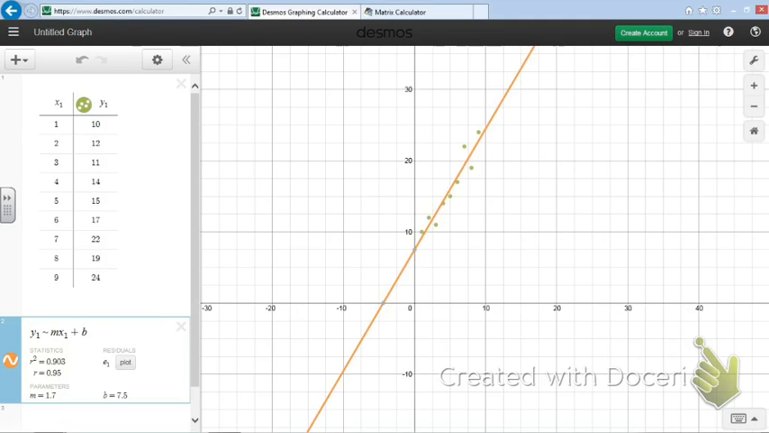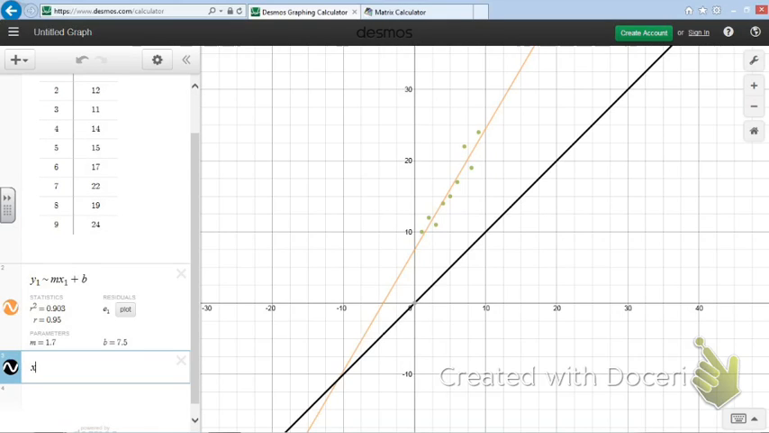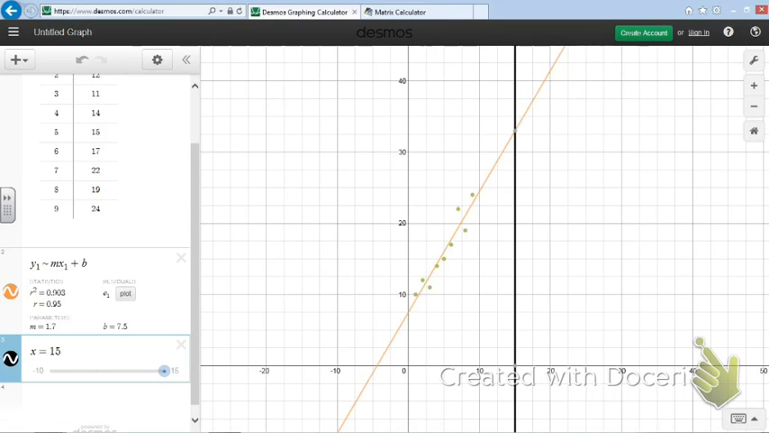And then I want to see what y is when x is 15. There's a kind of sneaky trick. If I put another line here and I just say x equals 15, wherever that intersects my equation is going to be my solution. So when x is 15, we find that y is 33. So for A, my scatter plot, I actually need to graph the line before I find that correlation coefficient. And then that's my R. And then you can just put in x equals 15 and it'll give you your output, which is 33.